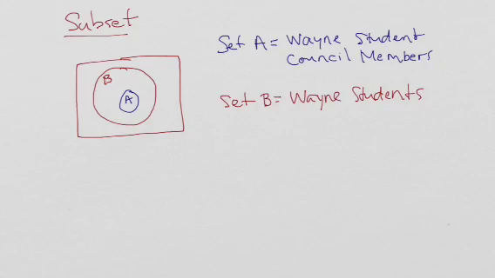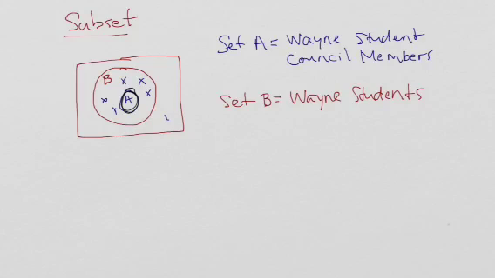And the example here is that set A would be Wayne Student Council members. That would be a small group of people. And set B would be Wayne students. So you see that set A here is in the middle of set B. That means that all members of set A are part of set B. All Wayne Student Council members are also Wayne students. But there could be people out here that are Wayne students that are not in student council.